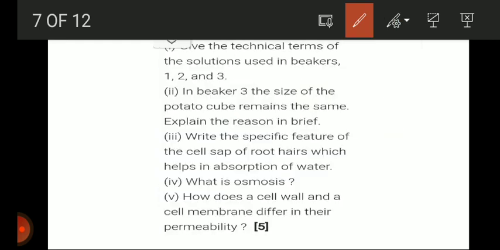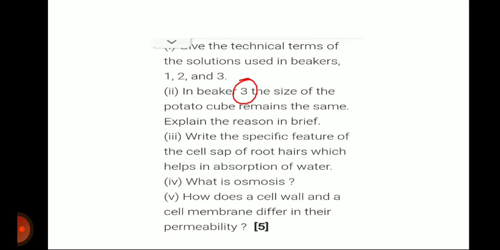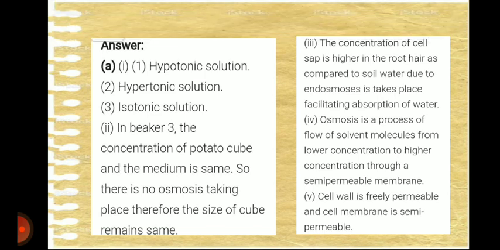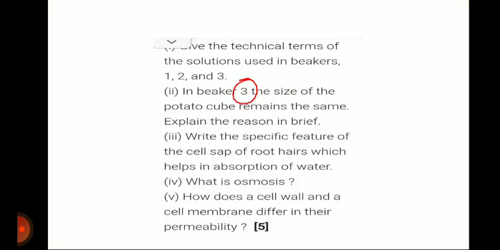In beaker 3, the size of the potato cube remains the same. You have to explain the reason in brief. I already explained this. In beaker 3, what happens? The concentration of the potato cube and the medium is the same. So there is no osmosis taking place. So as a result, what is happening? The size of the potato cube remains the same because it is an isotonic solution.